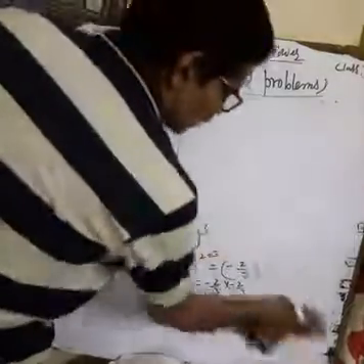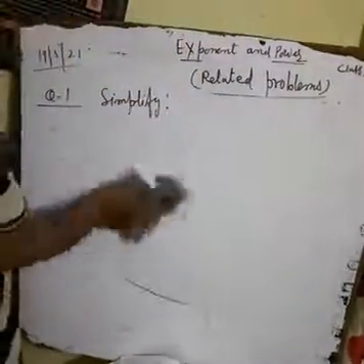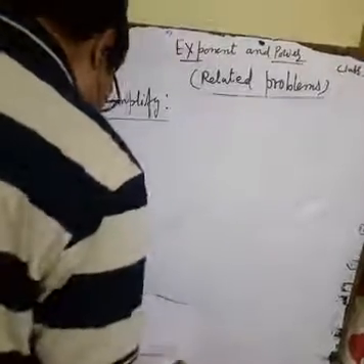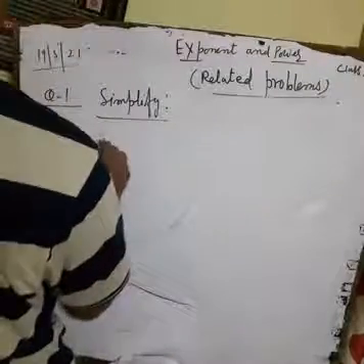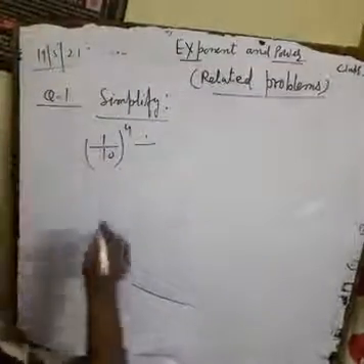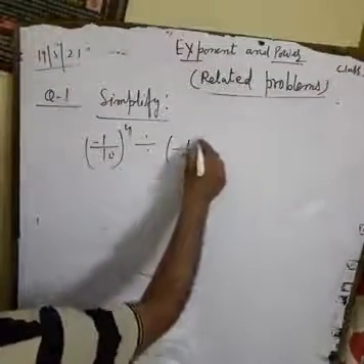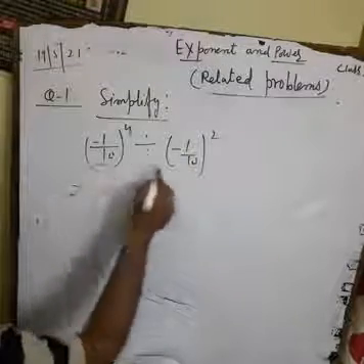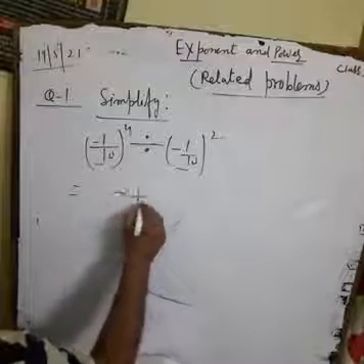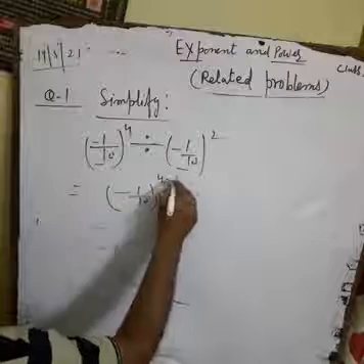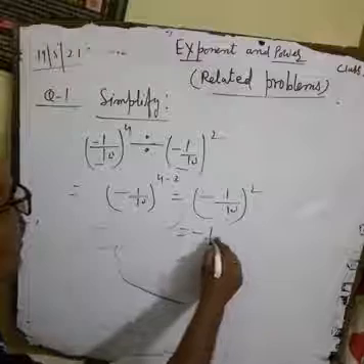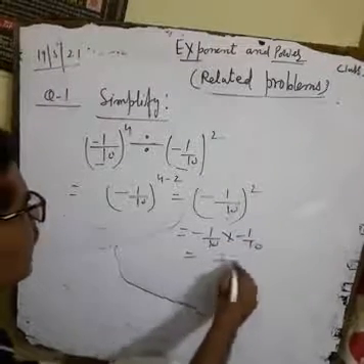Now another example. Minus 1 upon 10 to the power of 4 divided by minus 1 upon 10 to the power of 2. In this question, base is minus 1 upon 10. In the form of divide, power will be 4 minus 2, minus 1 upon 10 to the power 2. It is minus 1 upon 10 into minus 1 upon 10, which is 1 upon 100.